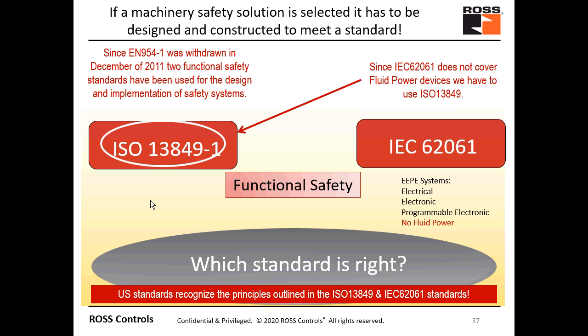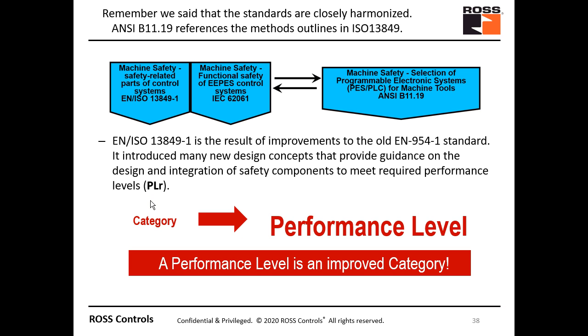So with that said, we are going to look at what this says. You've heard me mention that categories no longer legally exist. The only place they exist is as part of a performance level. People ask me, what is a performance level? Well, it's basically a category on steroids. Okay, I'll explain that in just a minute. It is an improved category.